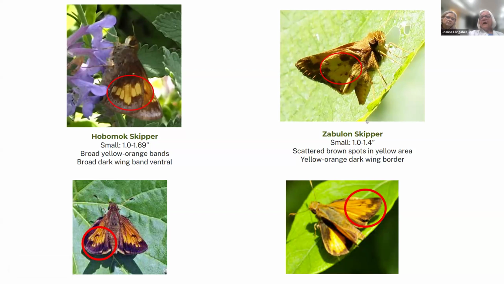Zebulon, it's a yellowish color here with dots in it. It's not near as dark as Hobomok. The female is kind of a frosted brown color. It looks nothing like this male. They look nothing alike.